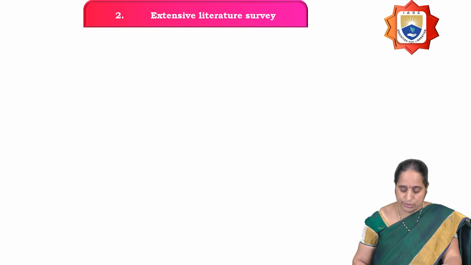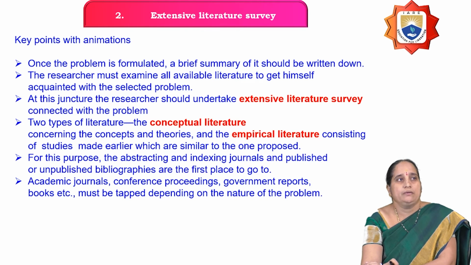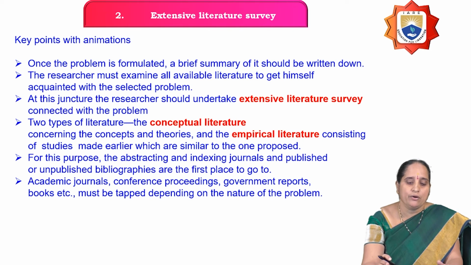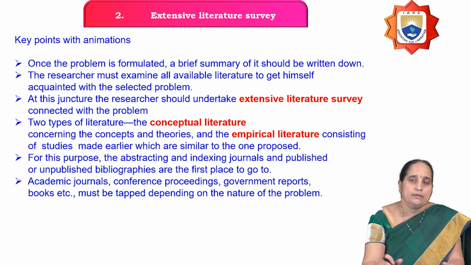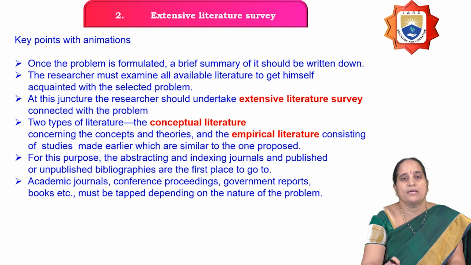Then the second step in the research process is extensive literature survey. Once we have formulated the problem, then a brief summary should be written down. That is known as extensive literature survey. It tells us what type of sources are available to us to acquaint ourselves with the selected problem. So the researcher should undertake an extensive literature survey connected with the specific problem. Okay, this extensive literature survey is connected in two ways. One is conceptual literature, another one is empirical literature.